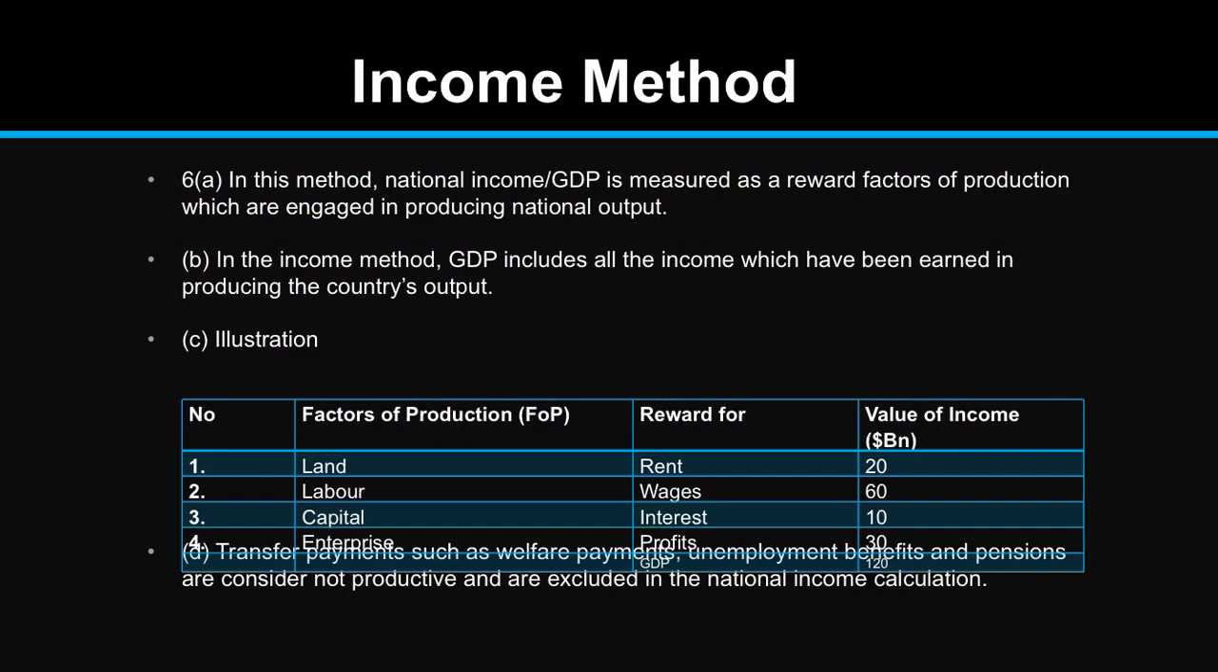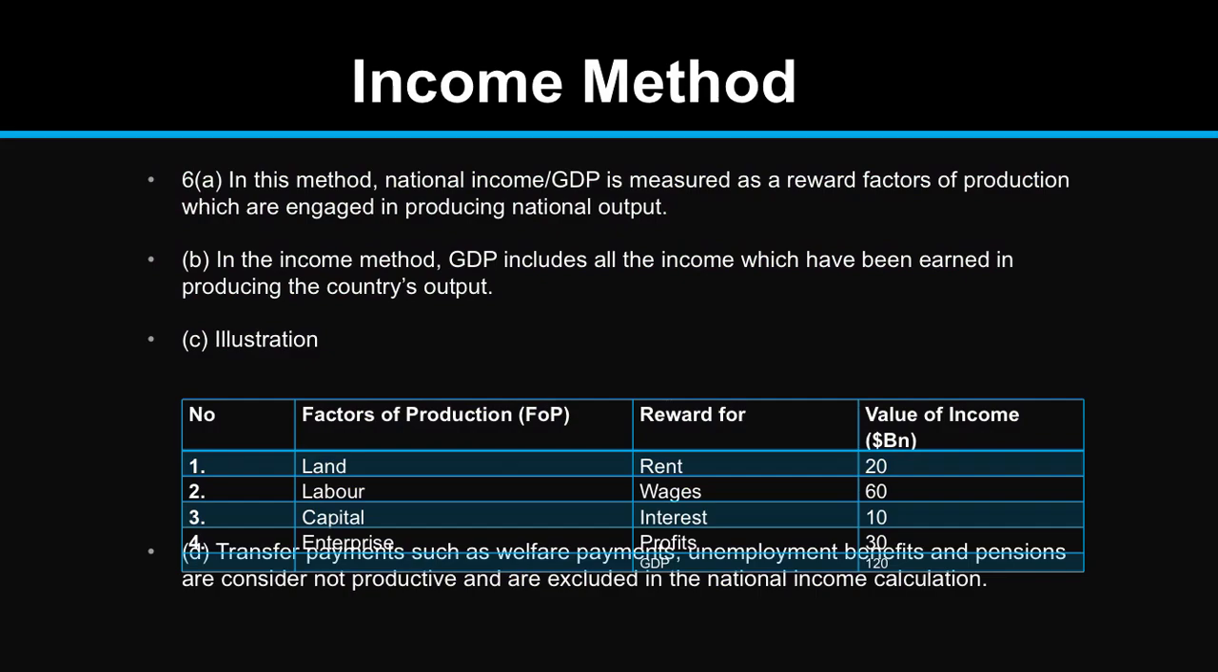So let's take a look at the third method, which is the income method. In this method, national income or GDP is measured as a reward of factors of production. Rewards for factors of production which are engaged in producing national output. So in the income method, GDP includes all the income which has been earned in producing the country's output.